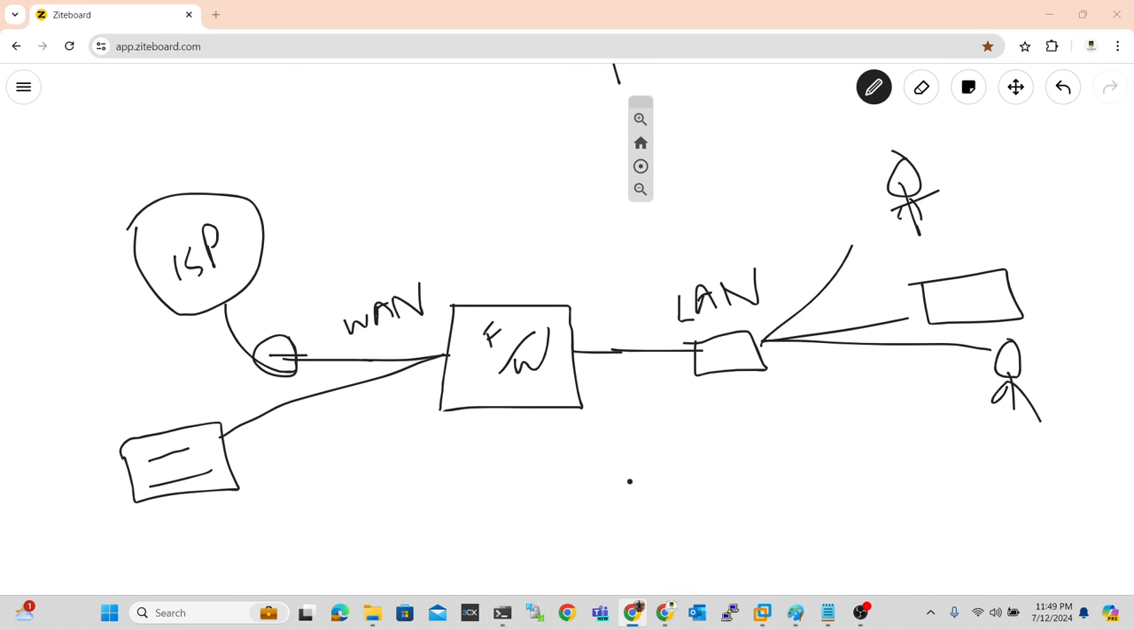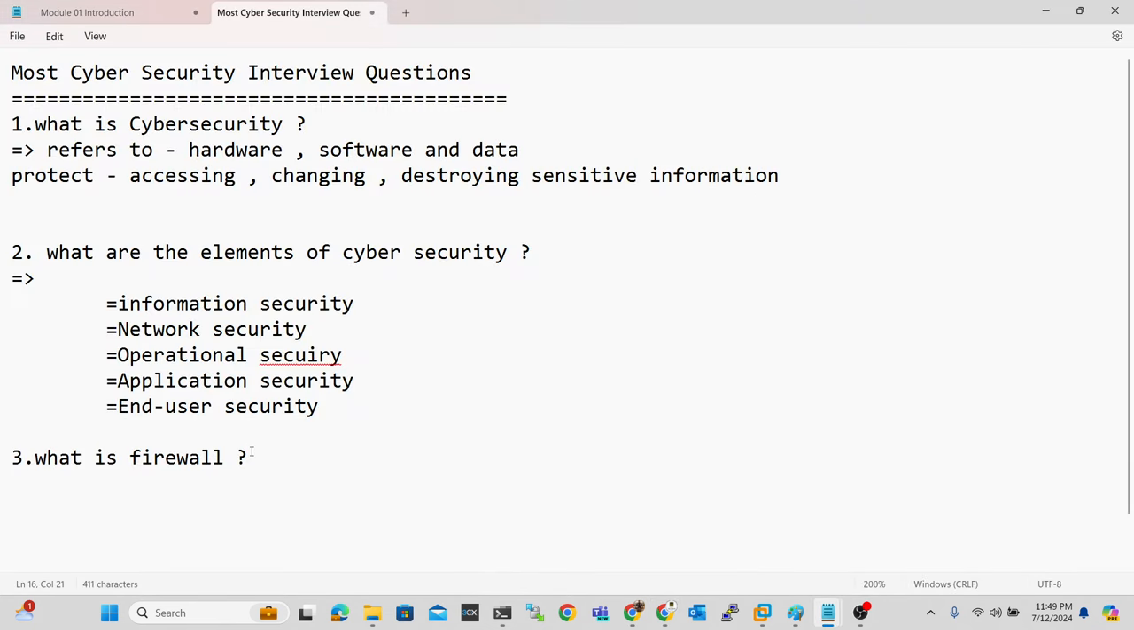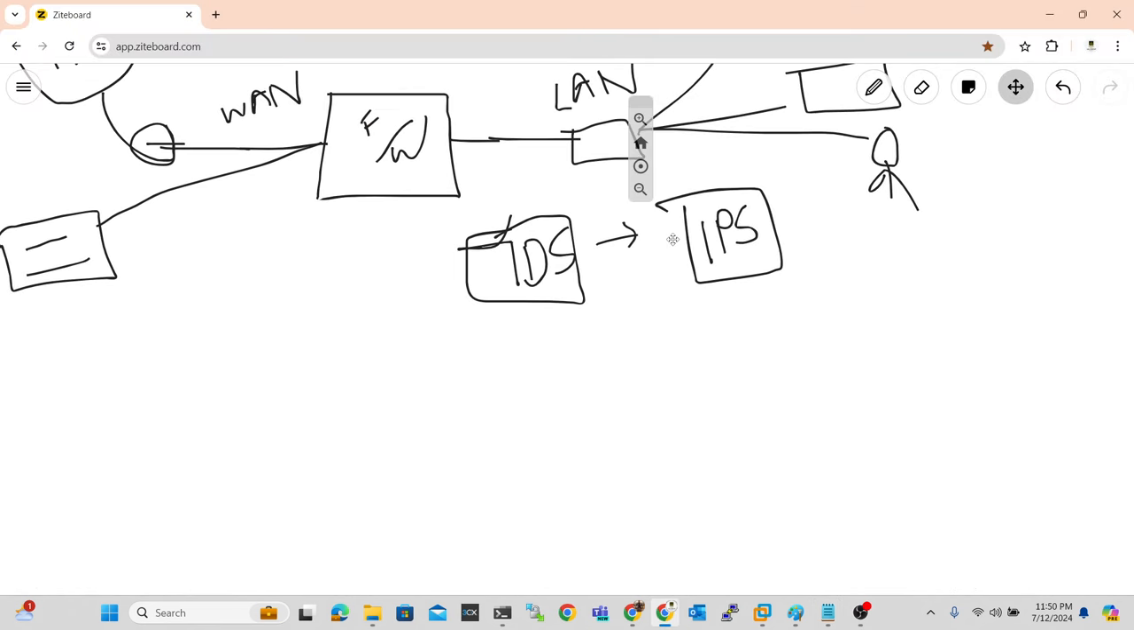I will also talk about IDS and IPS: intrusion detection system and intrusion prevention system. The intrusion detection system detects the intrusion, and the administrator has to be careful in preventing it. In the intrusion prevention system, the system finds the intrusion and prevents it. So I think the concept is clear. That's the firewall and these systems.